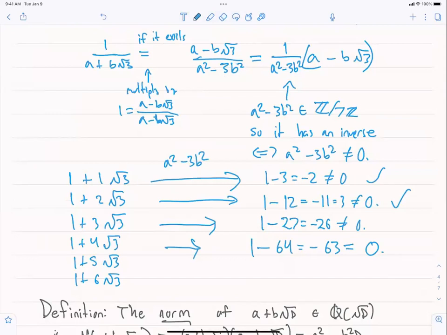Sorry, but I did that wrong. Try that again. If I'd gotten 63, that would have been 0, but I don't think I did that right. I got 1 minus 3 times 16. Okay, so that's minus 47. That's not equal to 0 because that's not divisible by 7.